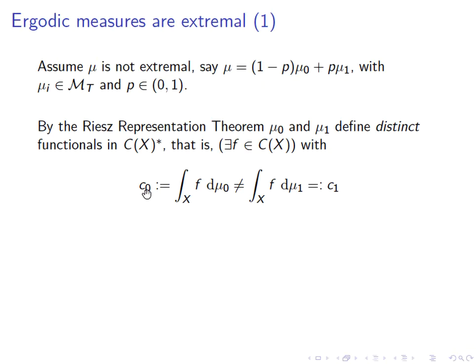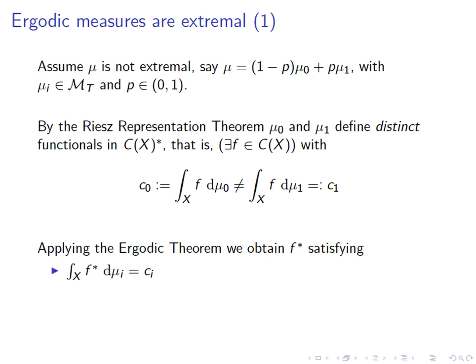So it would be convenient to call C0 the value of the integral of this function f with respect to mu0, and C1 the value of the integral of the function f with respect to mu1, and since they're distinct, we will assume, let's say, that C0 is less than C1.